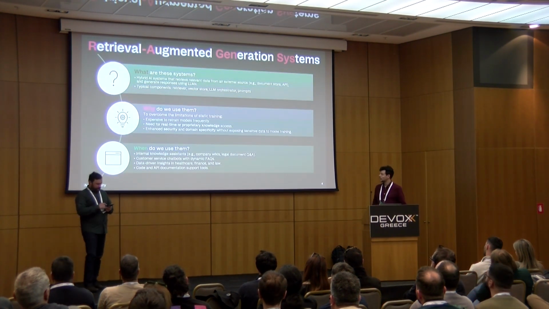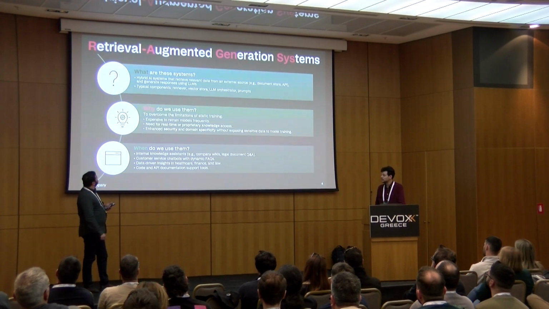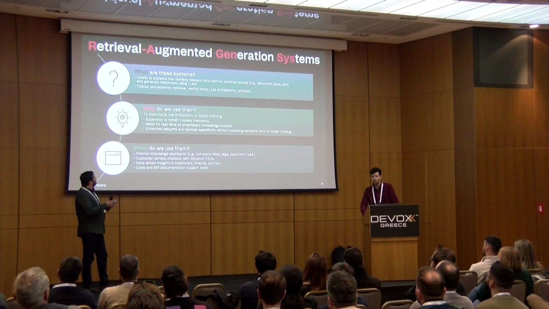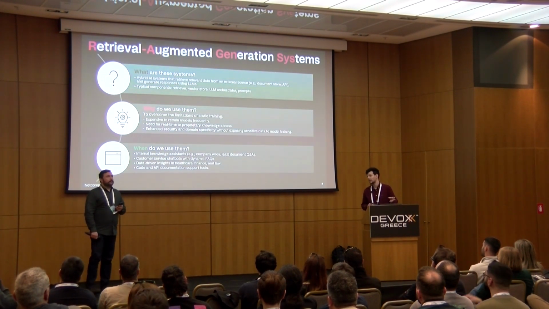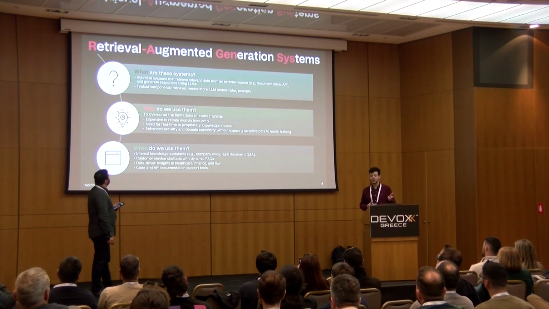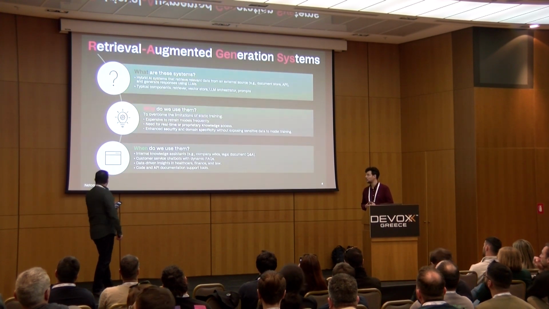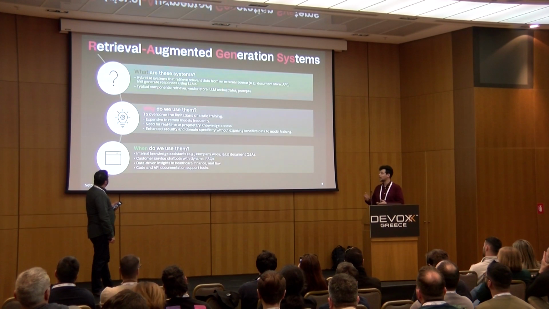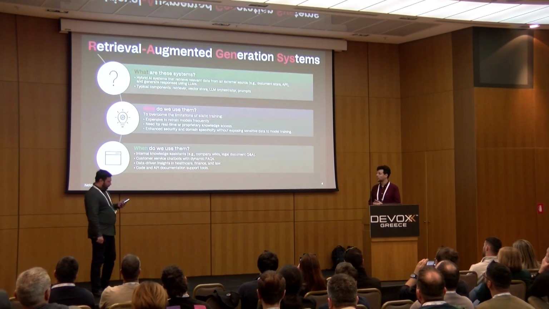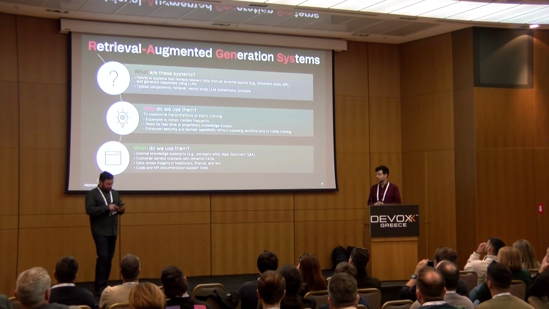So, starting from the top, what are RAG systems? RAG systems mainly consist of two main components, the retriever and the generator. The retriever is responsible for pulling all the relevant data for a user query, and the generator is responsible, using an LLM, for crafting a good answer.